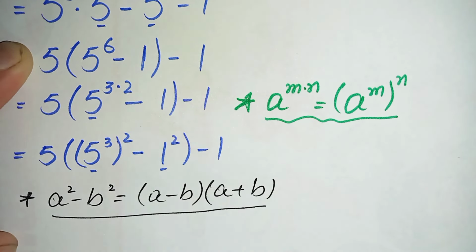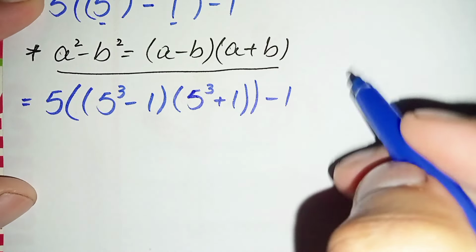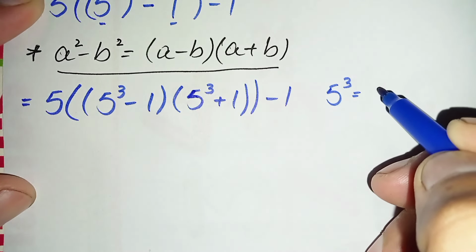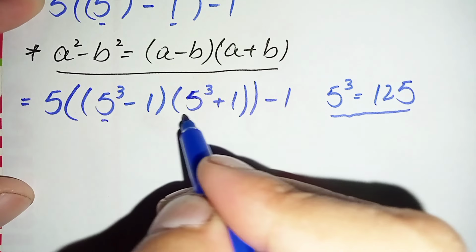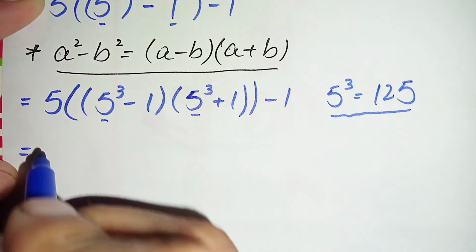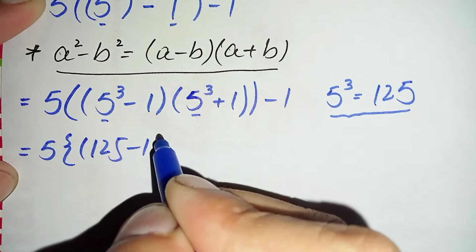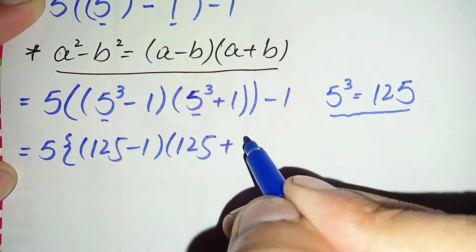Now we will find the value of 5 raised to power 3, or 5 cube. Here we need to multiply 5 three times. So 5 times 5 is 25 and 25 times 5 is 125. So the value of 5 cube is 125, and we will replace 5 cube with 125. So this equation will become 5 times 125 minus 1 times 125 plus 1, minus 1.